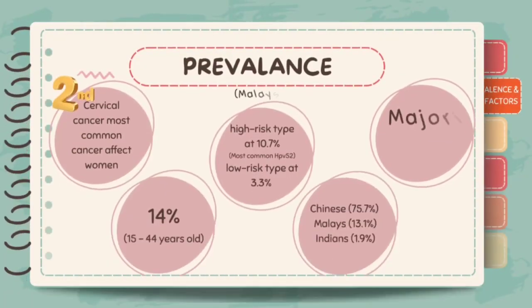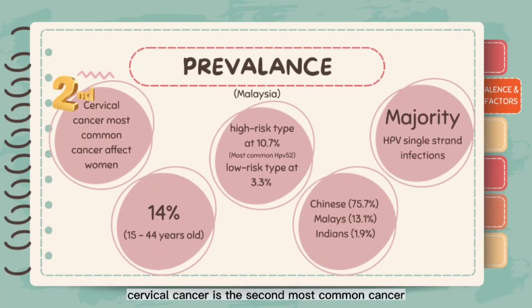In Malaysia, cervical cancer is the second most common cancer among the country's women aged between 15 and 44 years old. Prevalence for HPV infection in Malaysia is 14%, with high-risk type contributing 10.7% and low-risk HPV 3.3%. The Chinese people are very highly affected with HPV, which is 75.5%, followed by Malay and Indian. The majority of HPV infections in Malaysia are single-strain infections.